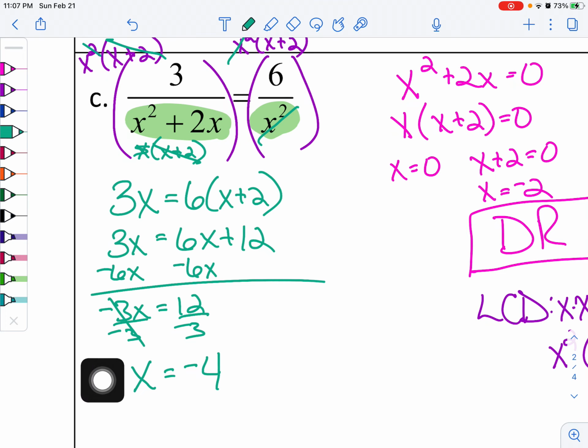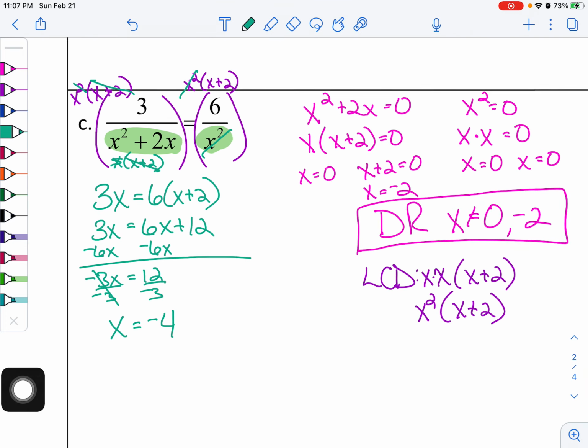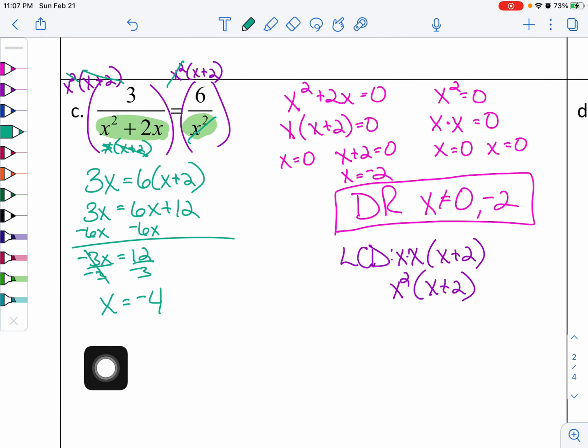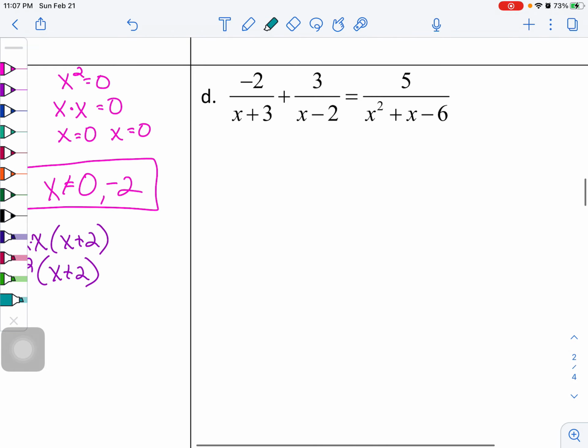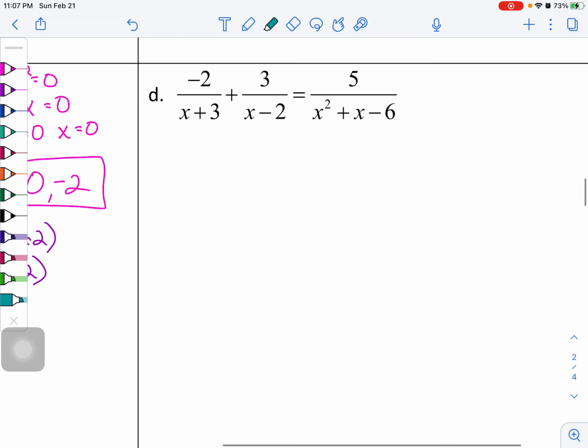And I keep saying it, but maybe. The reason I keep saying maybe is I need to check this solution with my domain restrictions. So I'm going to zoom out here. Clearly, -4 is not one of my domain restrictions, so this is okay to have. So x does equal -4 with the domain restrictions that x cannot equal 0 or -2. All right, so that's part C. Let's go ahead and slide over to part D here.